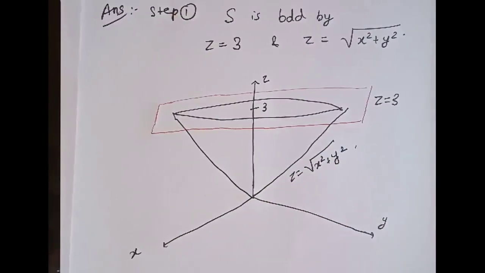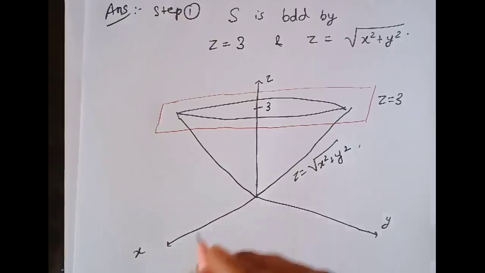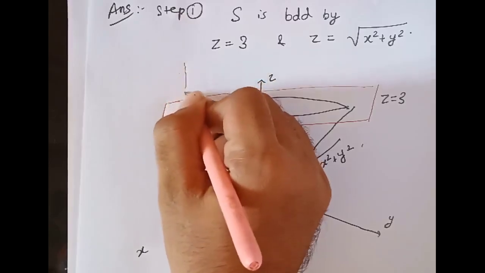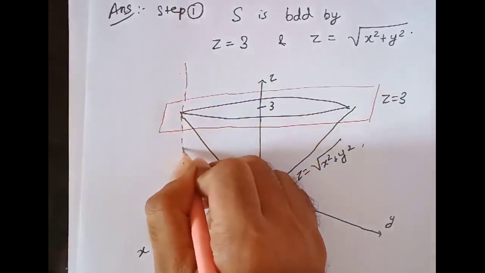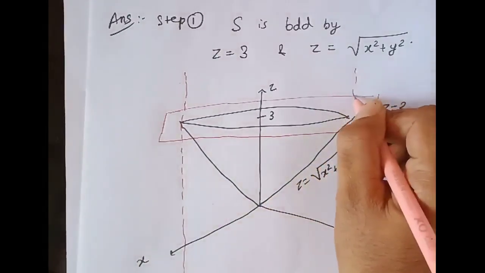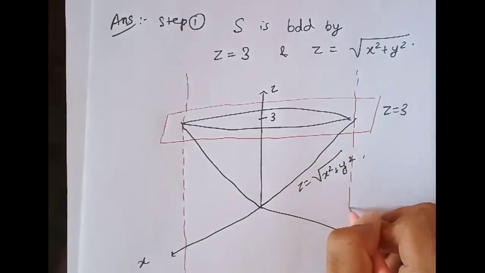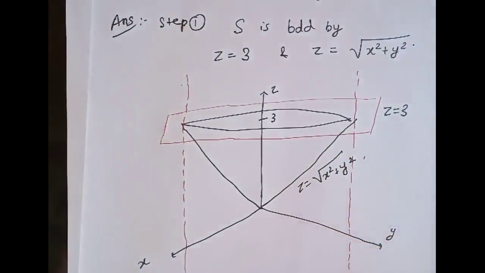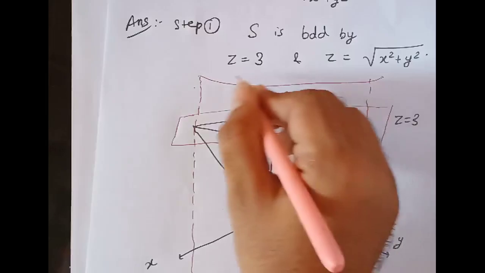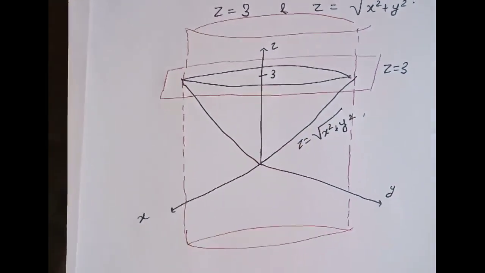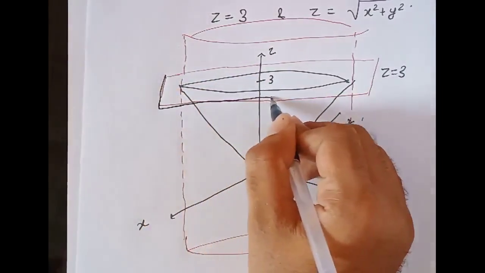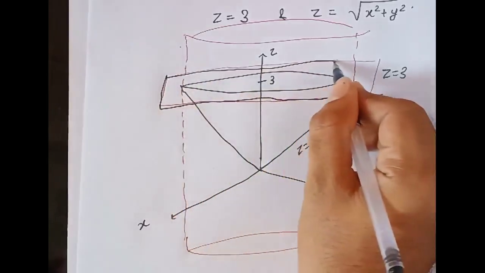So now I have to take cylindrical coordinates. That means I have to take a cylinder that will enclose this region. So I will consider something like this, a cylinder which is tightly bounding, something like this on both sides. Okay, so my imaginary cylinder is this. All right, so this is my imaginary cylinder that encloses the region. One boundary is the cone and the other is this plane z is equal to 3.